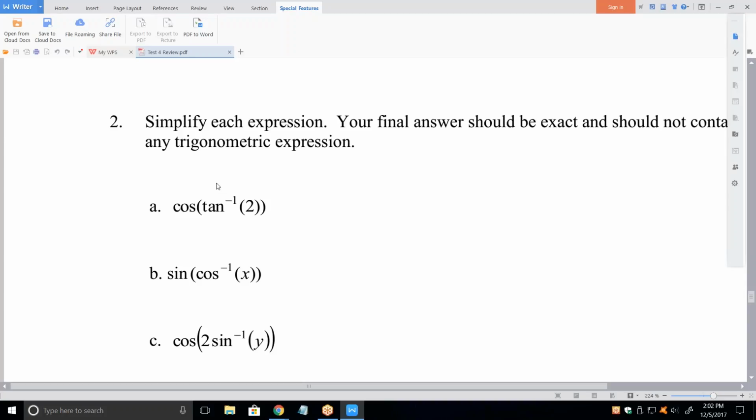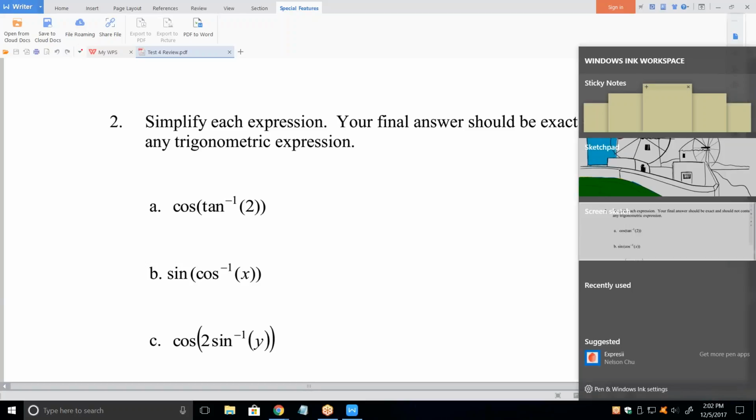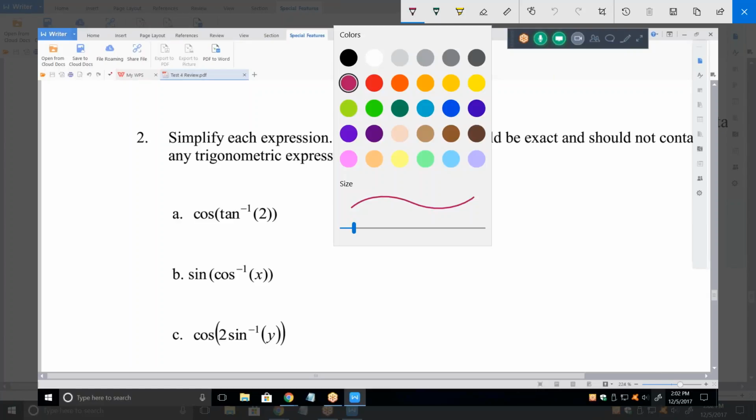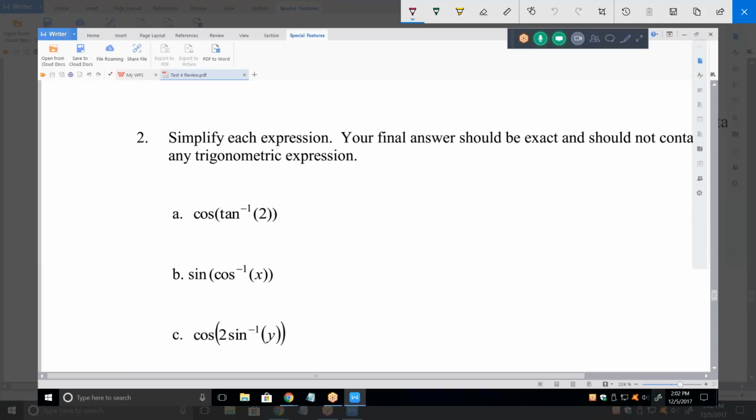Last time I remember doing these. Do you remember how to do these? Yeah. Okay, what do I do? What's my first step? Well, tangent inverse, or inverse tangent, is an angle. Okay, so we'll call that theta. Now what?